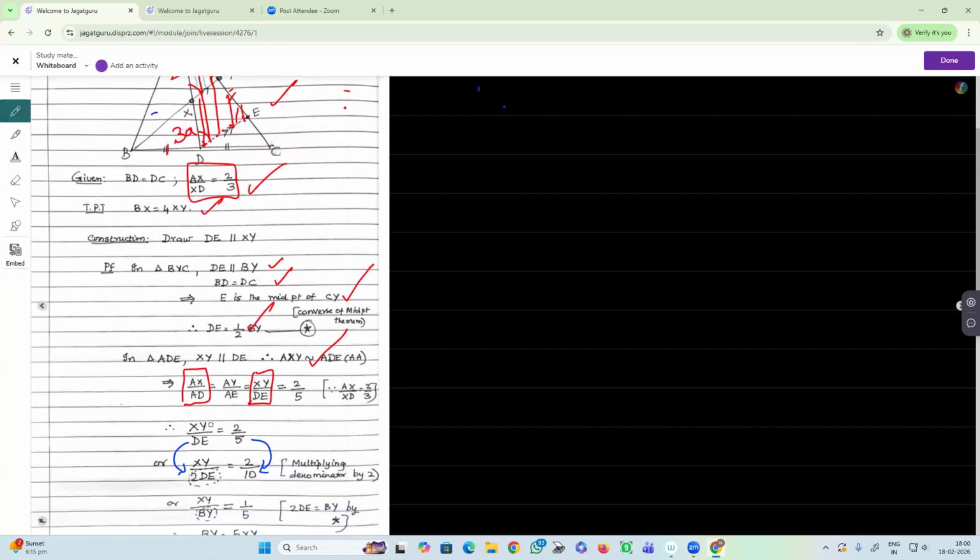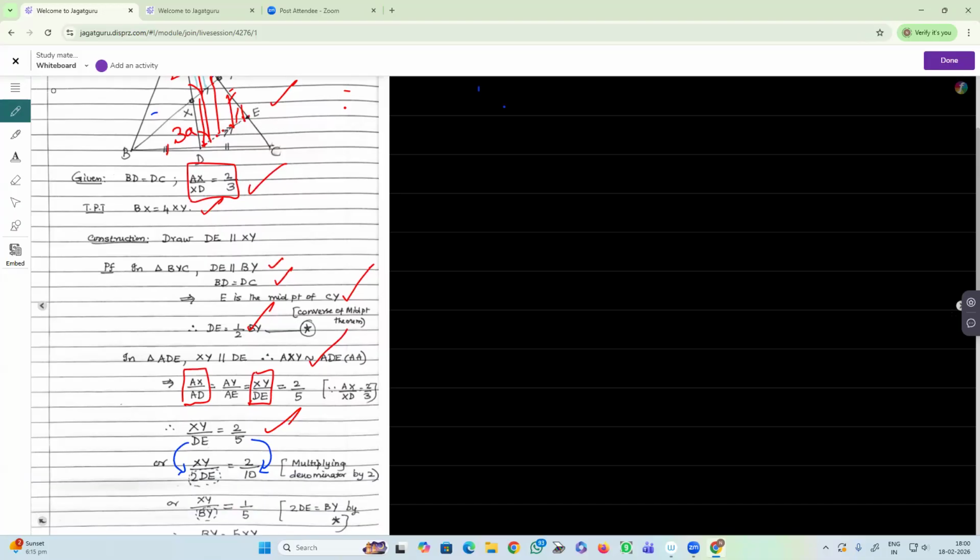This one, okay? XY by DE will be 2 by 5. Why is it 2 by 5? Because what is AX? AX already we observed it must be some 2A and XD must be some 3A, right? According to what is given, AX by XD is 2 by 3. Therefore, what is AX by AD? It will be 2A by 5A, right? So, we came to understand that XY by DE is 2 by 5.